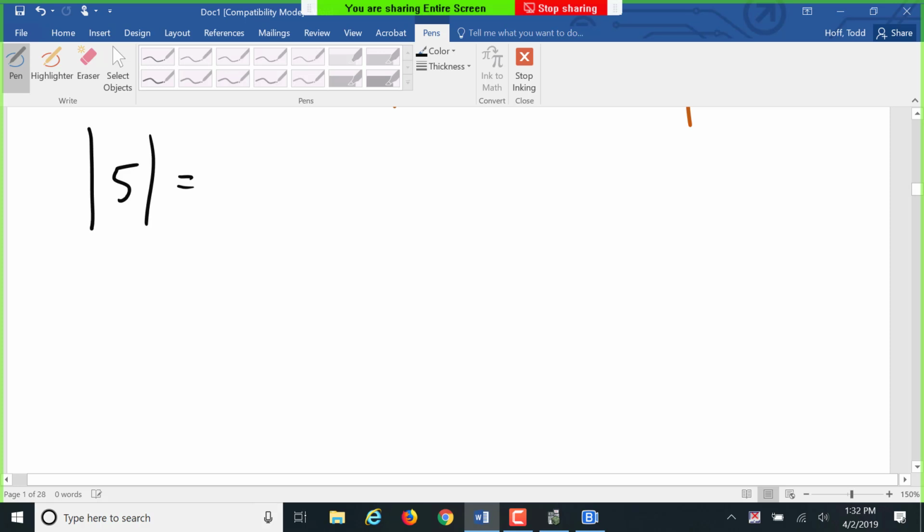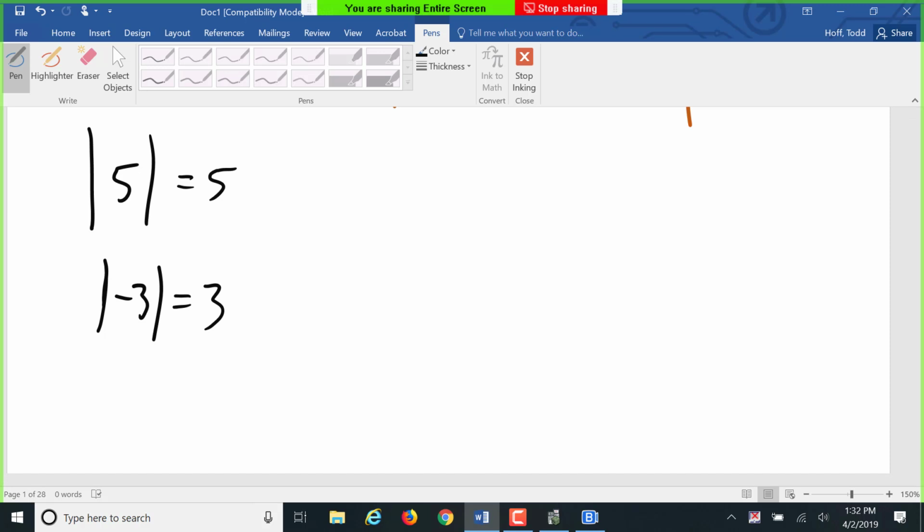What does that symbol mean again? Absolute value. Good. What is the absolute value of 5? 5. Very good. How about the absolute value of negative 3? 3. Good. Absolute value is asking us, how far is this number from 0?